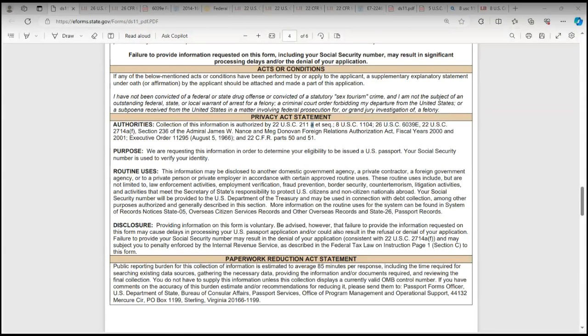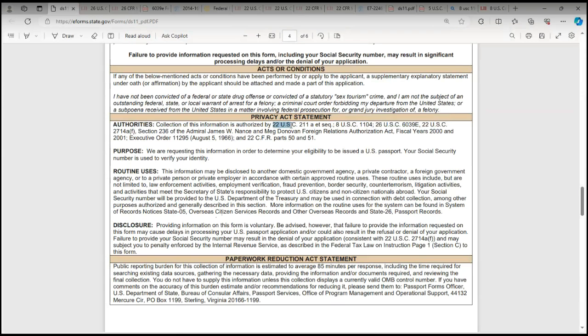Today will be a different topic instead of citizenship or business trust. Today will be about passports. Specifically pertaining to the Privacy Act statement on the DS-11 form. I'm going to go through each of these authorities, right?